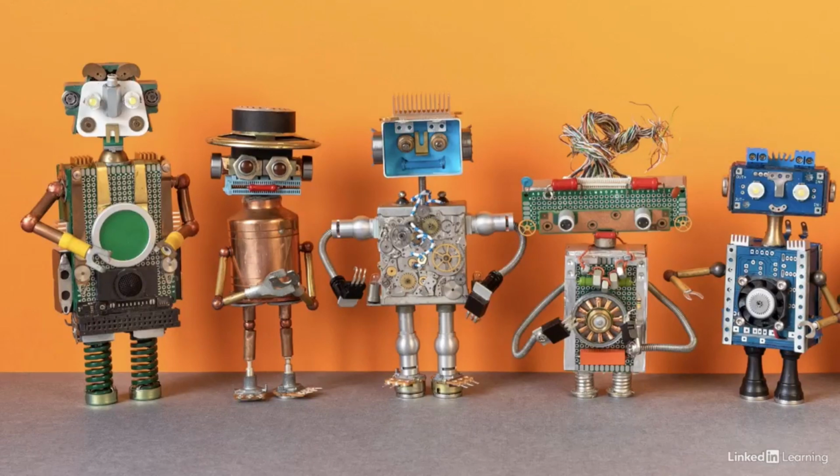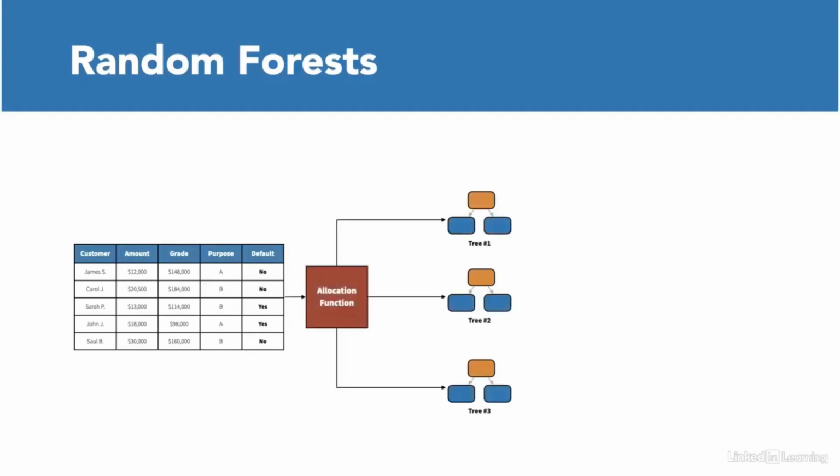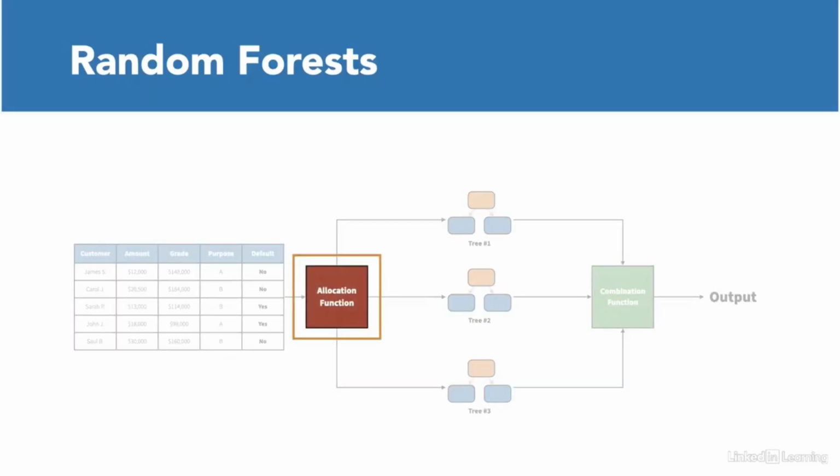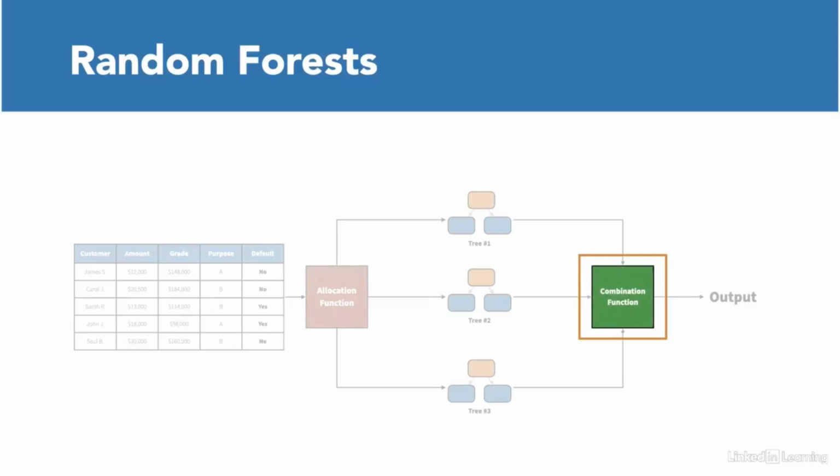Ensembles are typically used for both classification and regression tasks and are known for their resiliency and effectiveness in capturing difficult patterns in the data. Random forests is a common ensemble learning technique that is made up of several decision trees known as a forest, trained in parallel on subsets of the data. In an ensemble, the allocation function determines how much of the training data to assign to each member of the ensemble, while the combination function determines how the output of each member is to be combined into a single output.